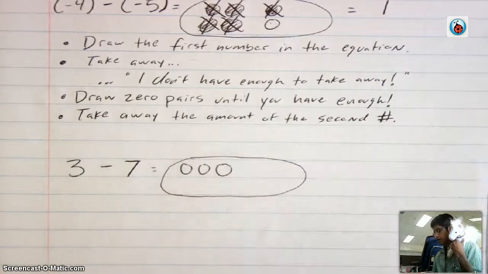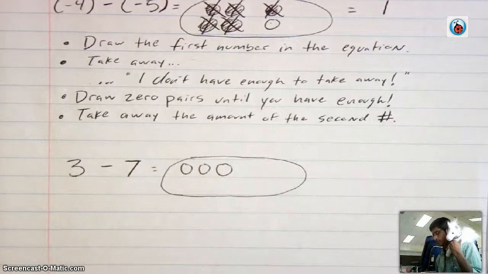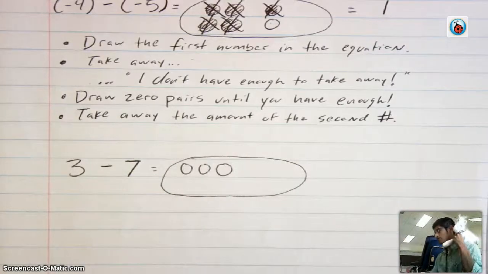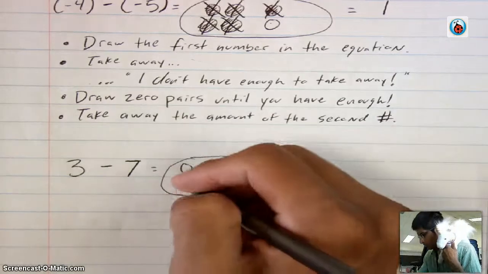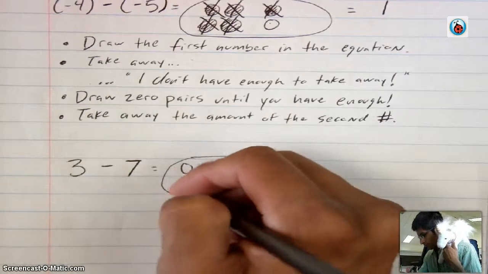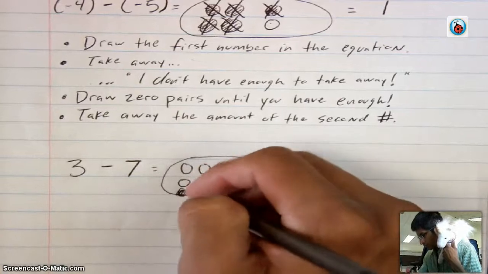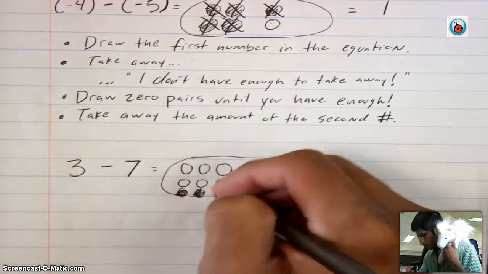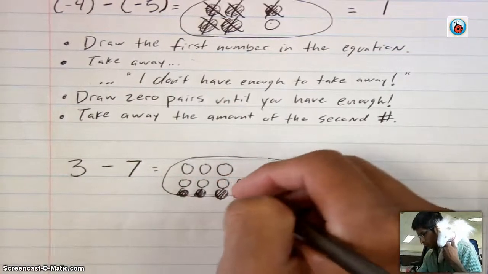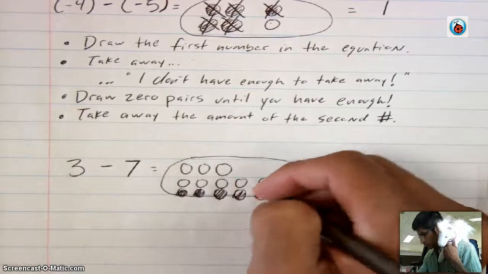I only have 3. So you're going to need to draw some zero pairs. Okay, so I need to draw some zero pairs until I have 7 positives that you can take away. 7 clouds. Okay, right. So here's a zero pair. Here's a zero pair. Here's a zero pair. Here's a zero pair. And here's a zero pair.